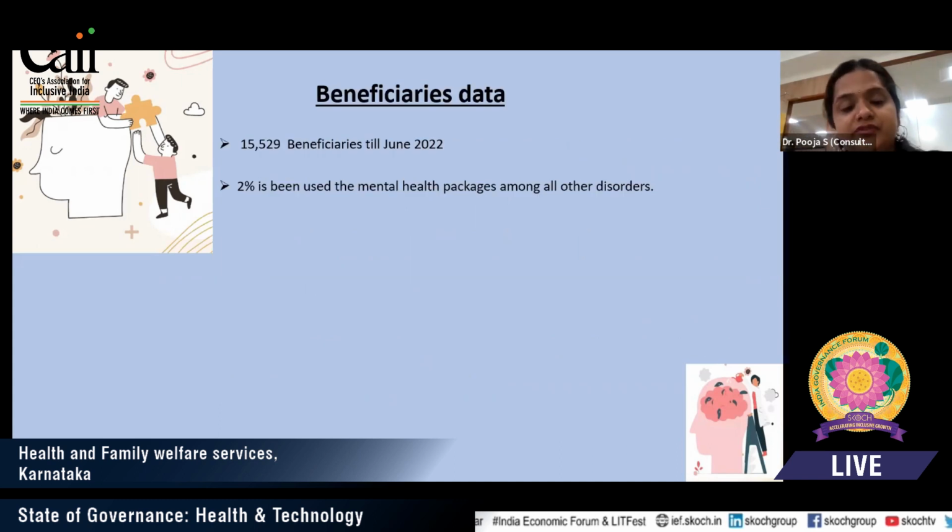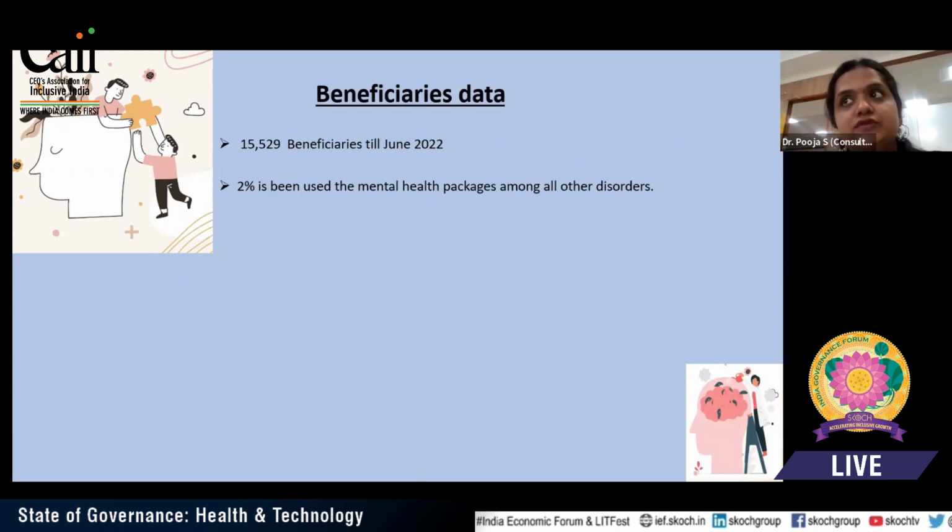Moving on to the beneficiary data, that is 15,529 beneficiaries till June 2022.